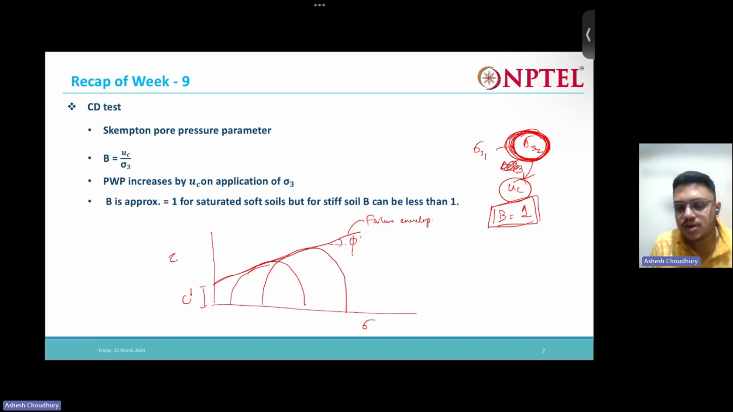So when we do the triaxial testing, before starting the consolidation, we need to ensure that the soil sample is perfectly, completely saturated. So how do you ensure that the soil is saturated? We ensure it by checking the B parameter, or calculating the B parameter. We keep on checking the B parameter, and that B parameter gives us an idea whether the sample is perfectly saturated or not.